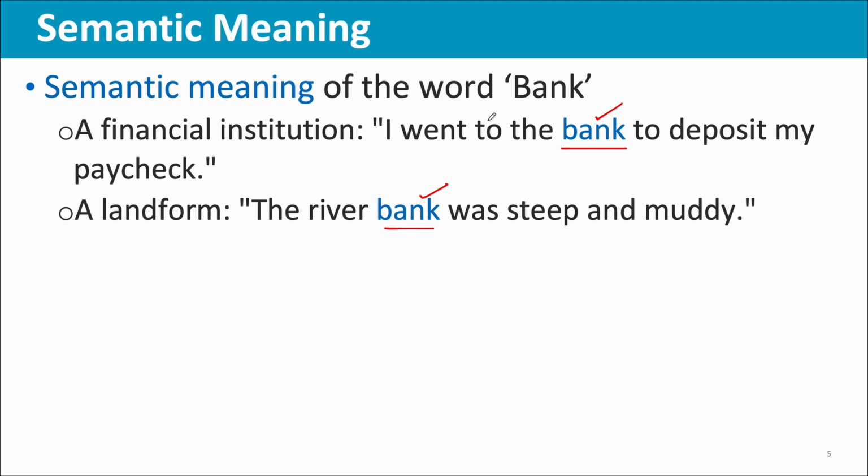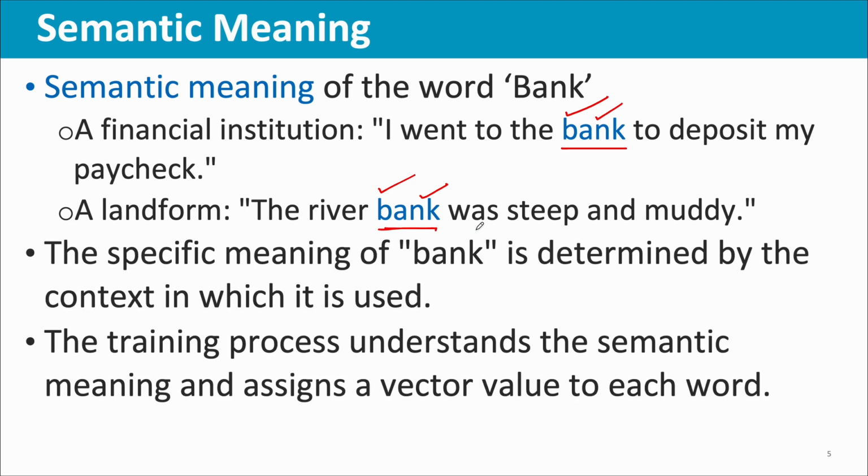So the large language models have a way to encode these words based on their semantic meaning. What it means is the large language model will have a separate representation of this bank which is different from this particular bank. The specific meaning of bank is determined by the context in which it is used. That's what we discussed. The training process understands the semantic meaning and assigns a vector value to each word. This is important. What is a vector value? Let us try to understand that.